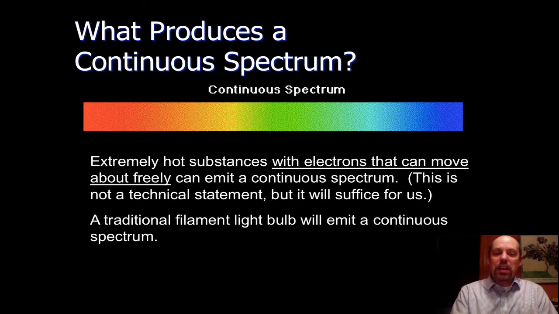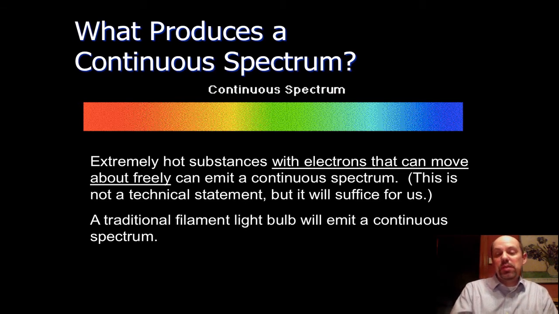But because it's a metal wire, one of the things that's unique about electrons in metals is a lot of the electrons in a metal are free to move around. Not all of them, but a lot of them. So if the electrons are free to move around, that meets one of our criteria. And when we run electricity through, it starts to get really hot. That's the other criteria. So now we have a hot substance with electrons that are free to move around, and it creates all the colors. So a traditional light bulb, also called an incandescent light bulb, makes this pattern.